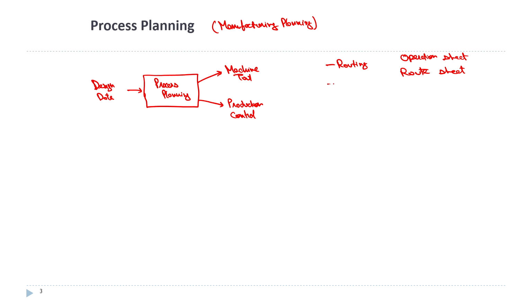Along with routing, we have processes. When I say processes, it could be any of the processes, that is the machining processes. In additive manufacturing, it would be the printing processes. What kind of printing are we taking into account, that we will discuss in the coming lectures in this week only, that is additive manufacturing technology and the processes.